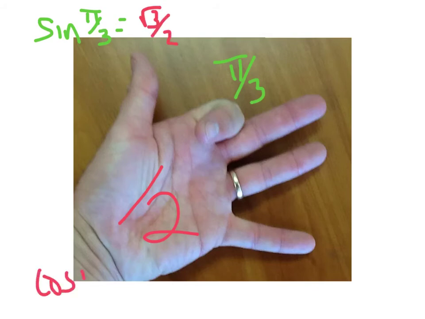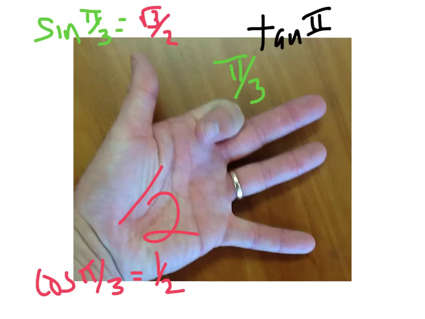Cosine of pi over 3 is equal to, where do we count, ladies and gentlemen? We count from the thumb. We count above this. So square root of 1 is 1 divided by 2. The cosine of pi over 3 is 1/2. And finally, how do we evaluate tangent? We take sine divided by cosine. Sine is the square root of 3. Cosine is the square root of 1. And of course, they're both over 2. But square root of 3 over 1, tangent of pi over 3 is the square root of 3 over 1, or just the square root of 3.